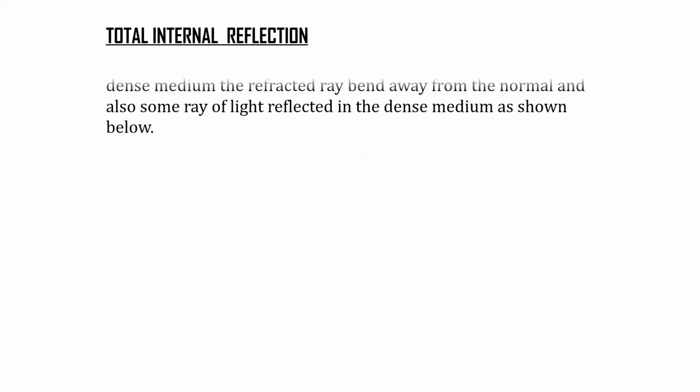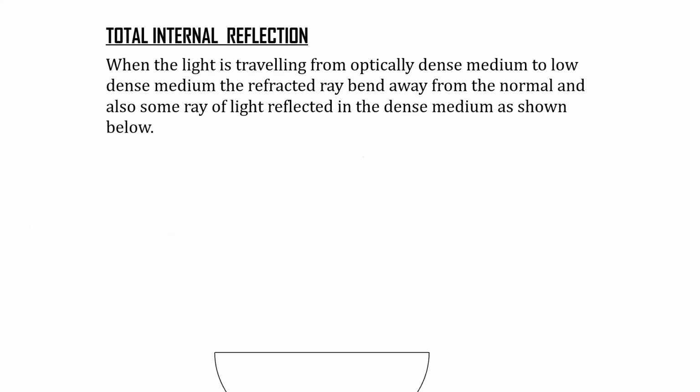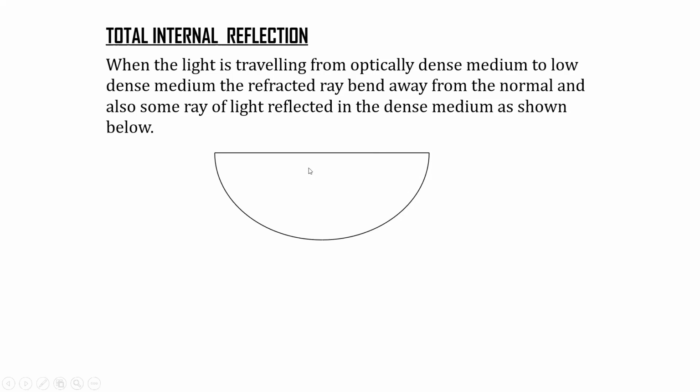Then what is the concept of total internal reflection? For example, this is a semicircular glass block. The light strikes the surface and bends away from the normal as it is moving from glass to air. So this is the angle of incidence and this one is the angle of refraction.